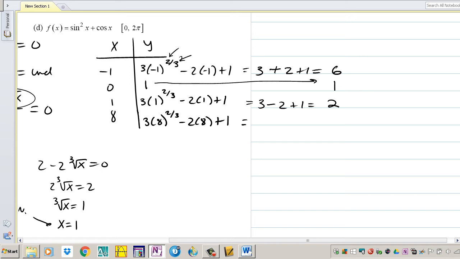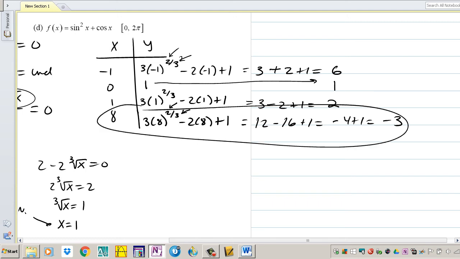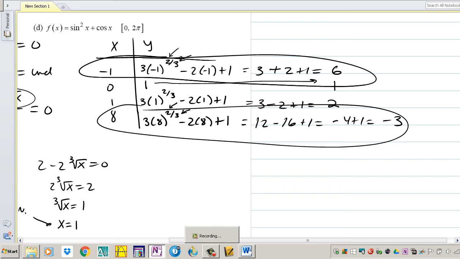The last one. So let's go ahead and use the same logic that we did in the first one. The top number means to square, and the bottom number means to cube root. But let me go ahead and do it the opposite direction. Let me cube root first the 8 and then square it. So if I cube root the 8 first, the cube root of 8 is 2. 2 squared is 4 times 3 is 12 minus 16 plus 1, which is -4 plus 1, which is -3. So this is my minimum and this is my maximum.